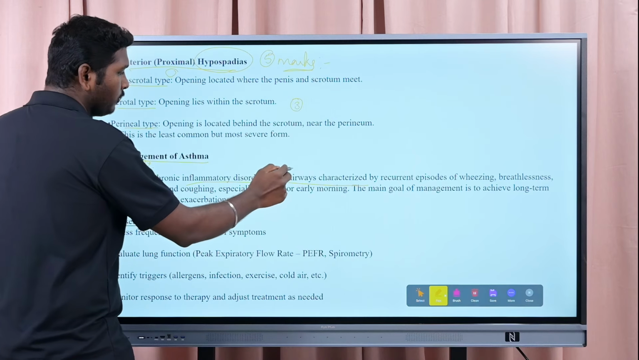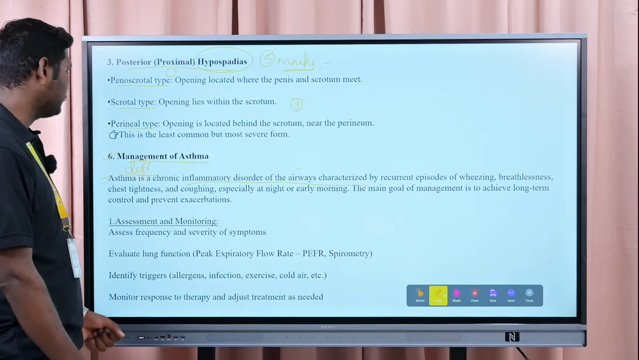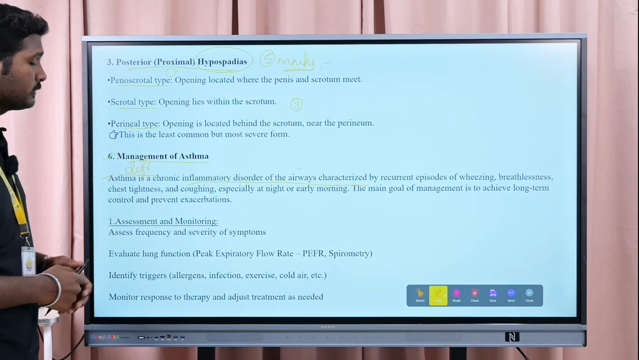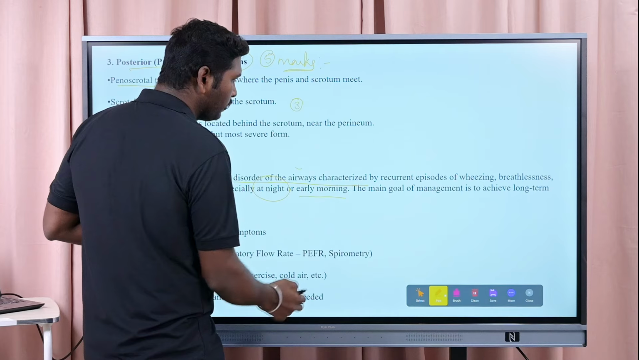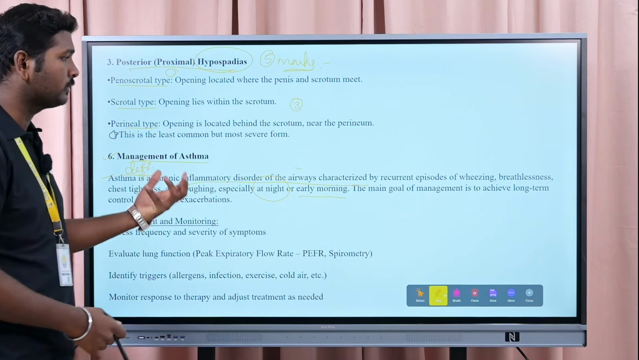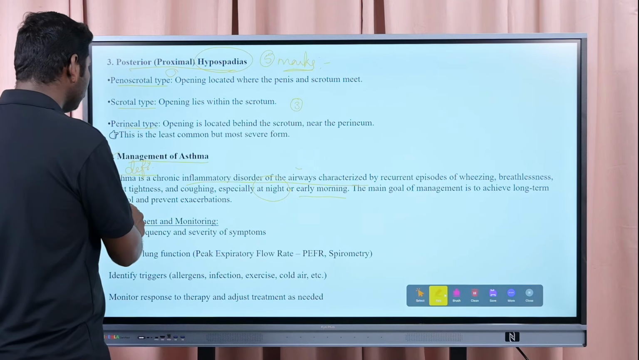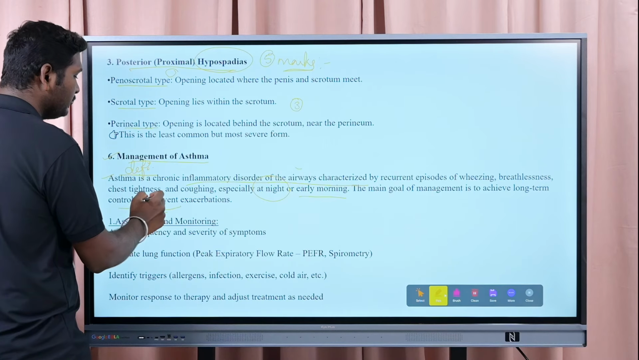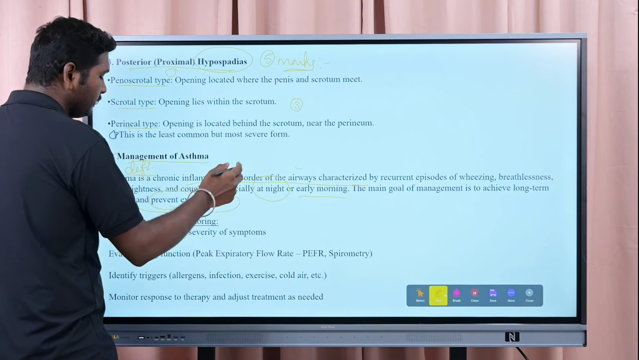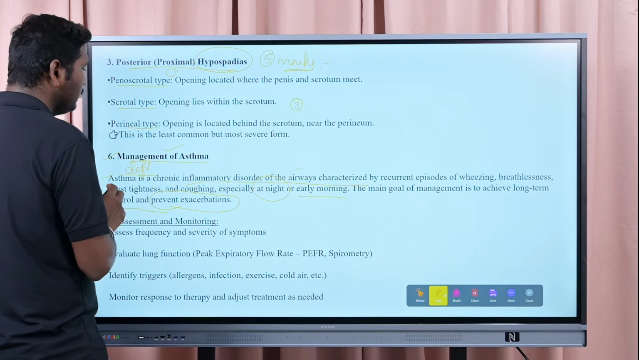That is the most important thing, which is characterized by recurrent episodes of wheezing, breathlessness, chest tightness, and also coughing, especially at night and early morning because of the chest congestion and mucus production. The main goal of the management is to achieve long-term treatment control and prevent exacerbations, meaning the worsening. That is the ideal management of asthma.